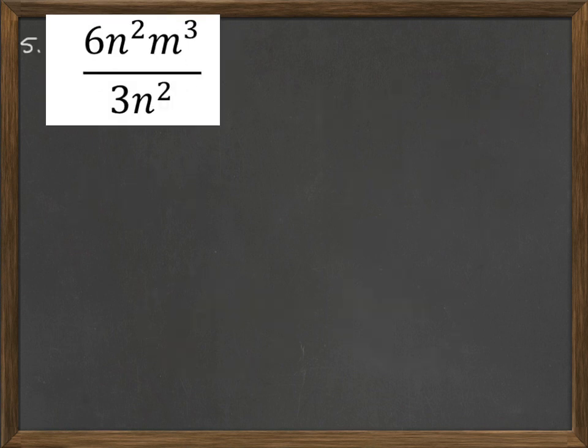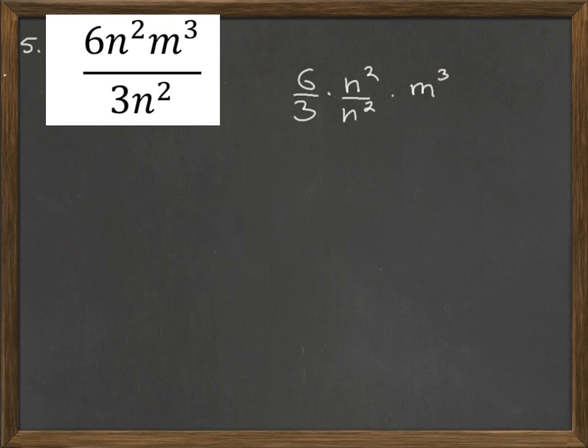All right, let's do another example. Again, try pausing this video, seeing if you can do it without help, and then unpause it to check your work. So again, in this example, we have a fraction, right? We have 6 over 3, okay? And then we have n squared divided by itself, and then we have m cubed with nothing downstairs.